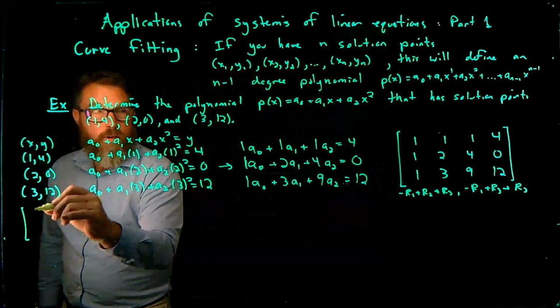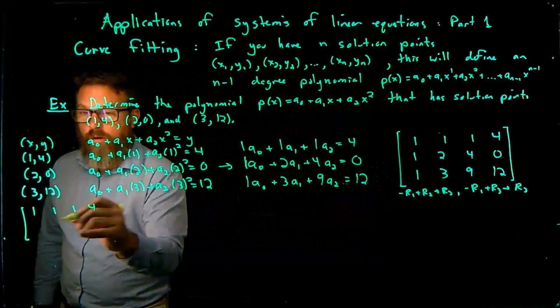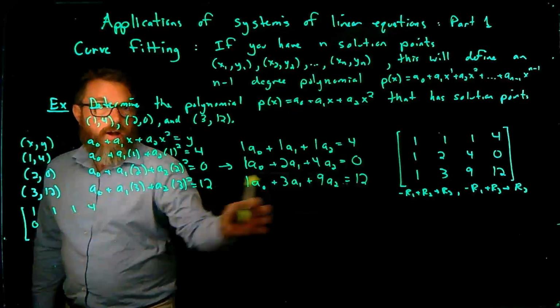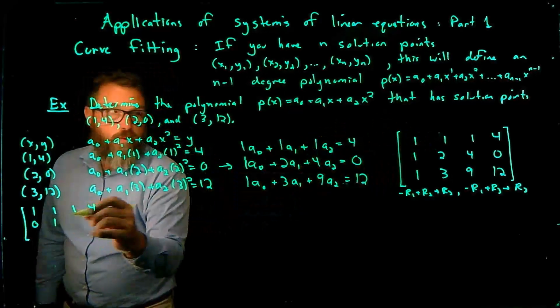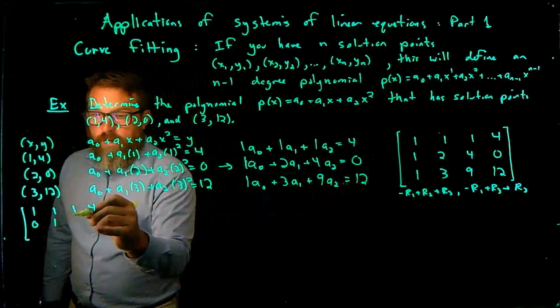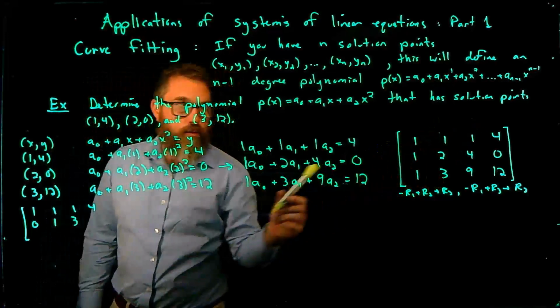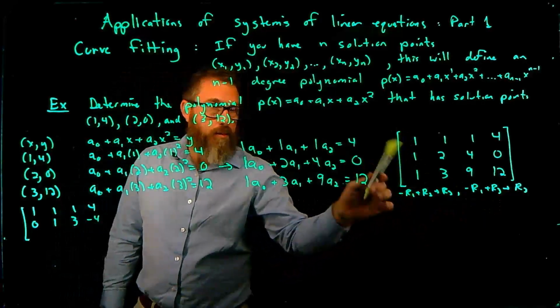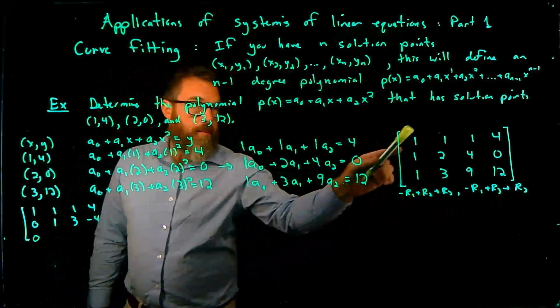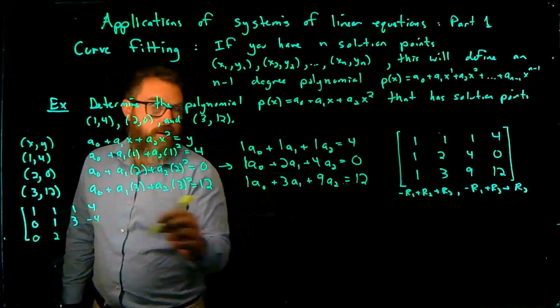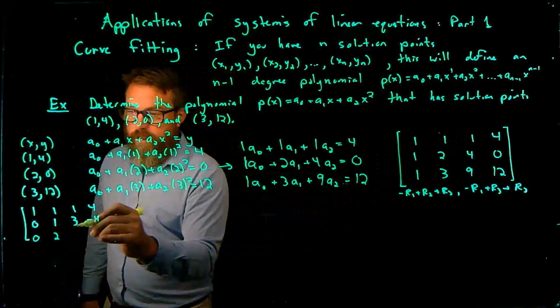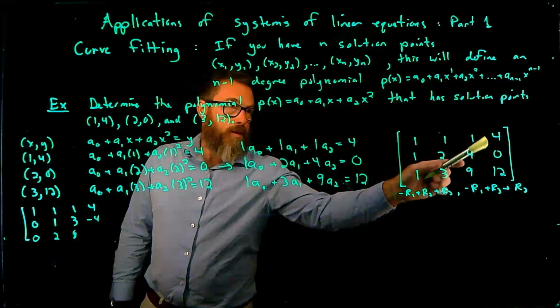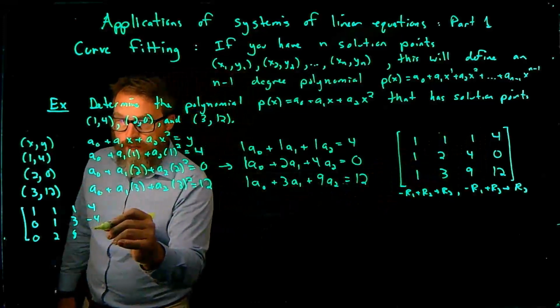So I have the matrix 1, 1, 1, 4. So this is going to be 0. Minus 1 plus 2 is going to be 1. Minus 1 plus 4 is going to be 3. Minus 1 times 4 is minus 4 plus 0 is going to be minus 4. And then for this one, minus this plus this is 0. Minus 1 plus 3 is 2. Minus 1 plus 9 is 8. Minus 1 times 4 is minus 4 plus 12 is going to be 8 as well.